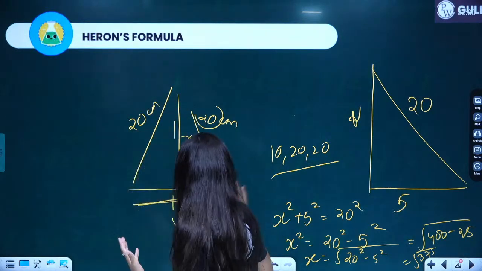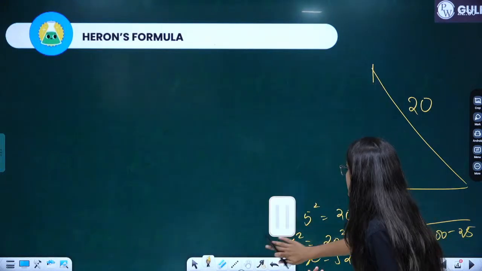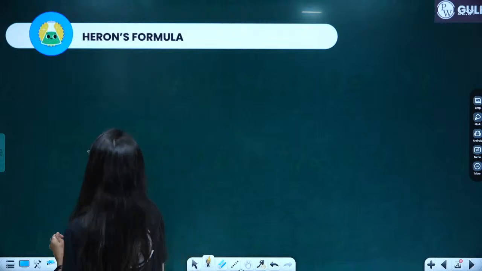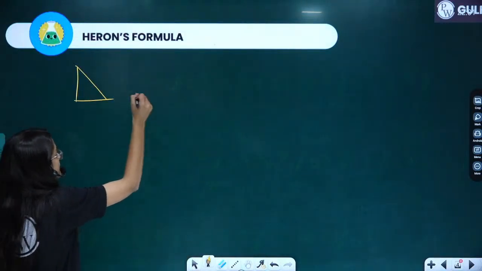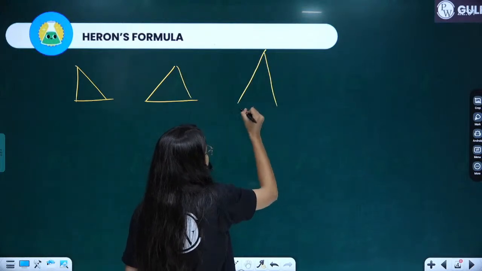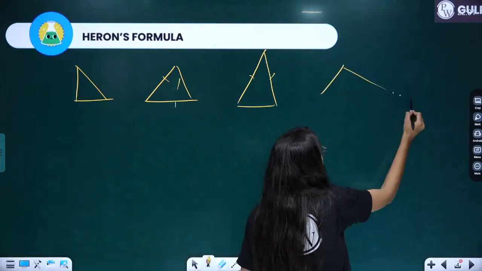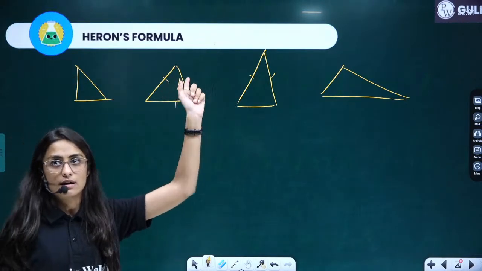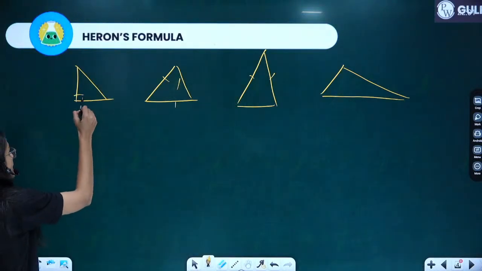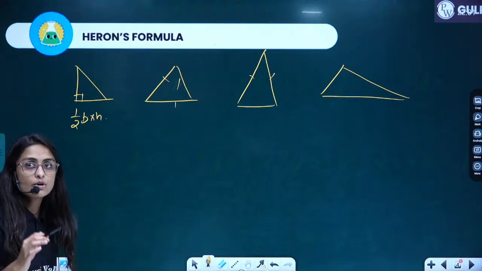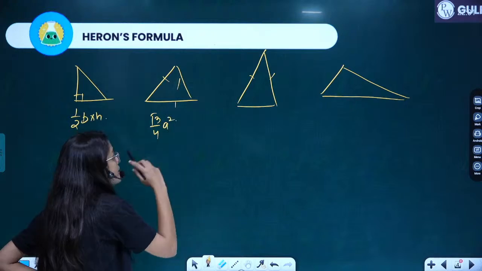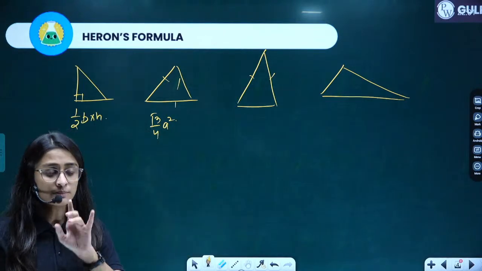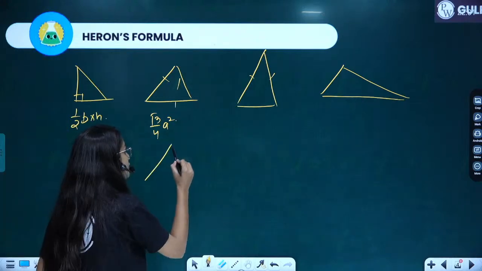Here everything is related to area. So I want to find the area of this, by 4. Now some students might be confused. You can use this formula if height is provided. If height is not provided, you use it the way we use it for isosceles triangles.